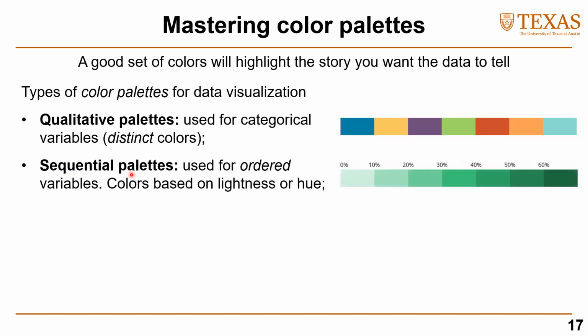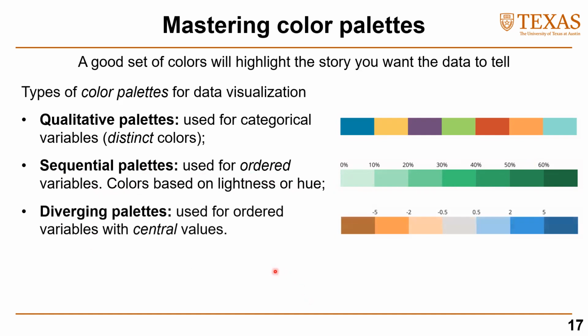We also have sequential palettes. The idea here is that we use the same color and we just change the lightness or the hue. And we use this to show some order or change of the same sample, for instance, over time or at different conditions, something like this. So use it for ordered variables.